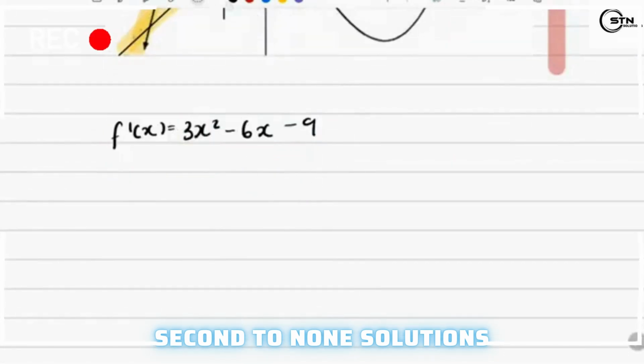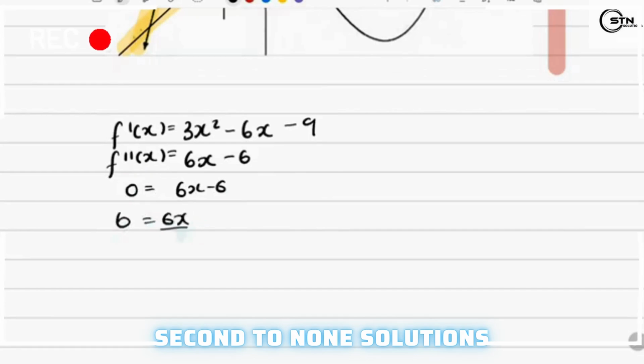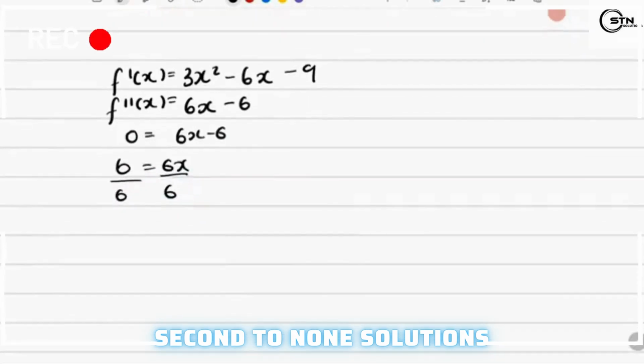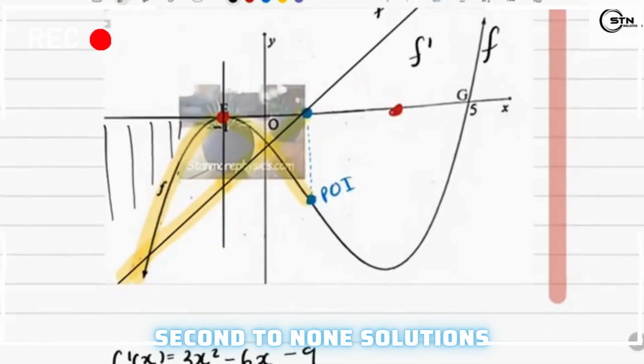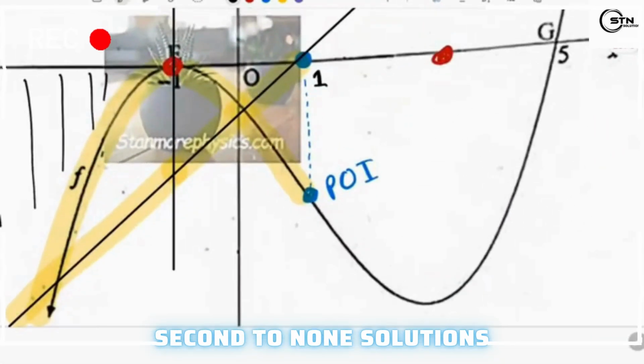So when we derive this, we get f double prime of x is equal to 6x minus 6. Then make that equal to 0 to find the point of inflection. You have 6x minus 6. Just take your negative 6 over, equal to 6x, divide both sides by 6, and therefore x is equal to 1. So we know our point of inflection now. And so now that we know that, we can answer them.